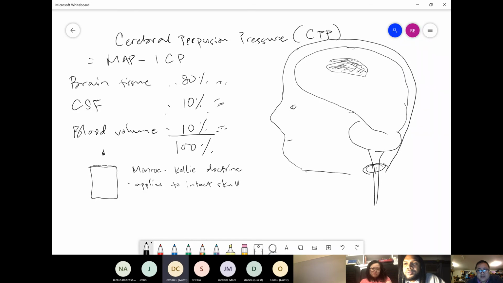It's this one right here at the base. Right, we call this the foramen magnum. That is where your spinal cord exits the skull.